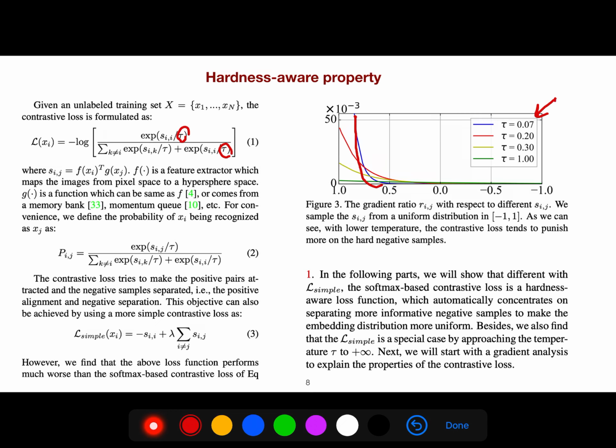So S here is a feature extractor which maps the images from pixel space to hypersphere space. So for two images xi and xj, we can calculate this Sij for the two images.